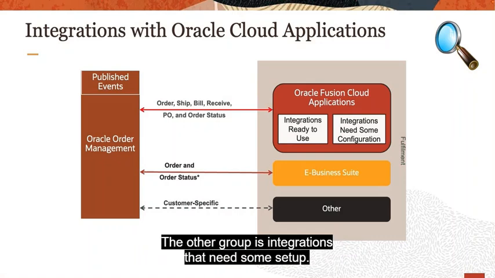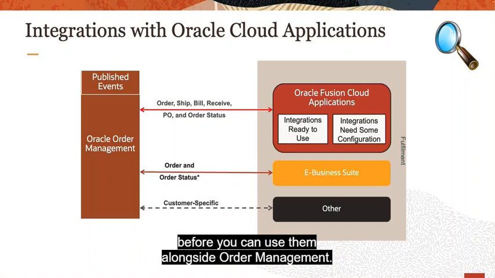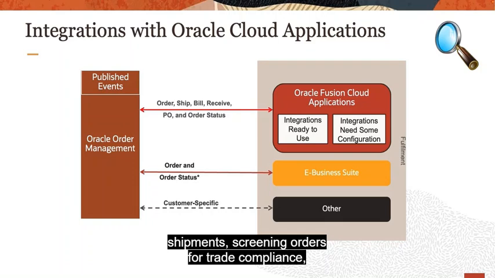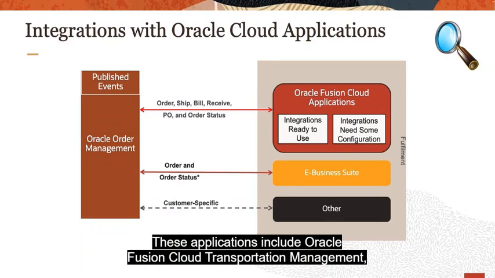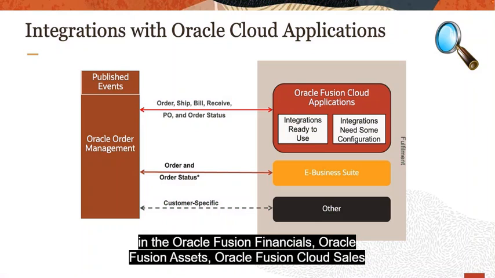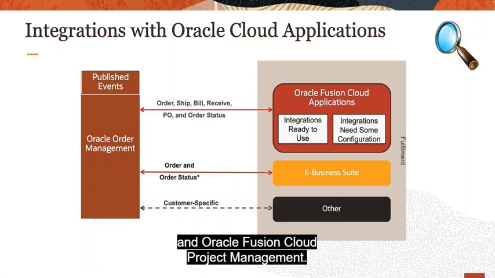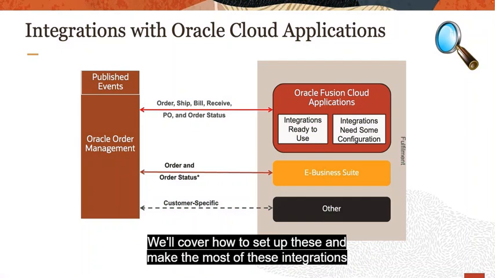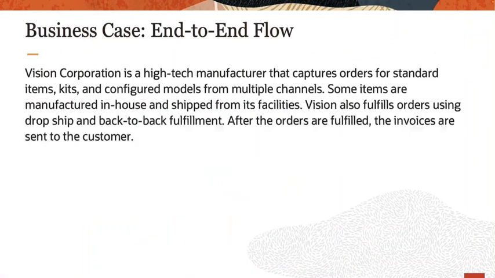The other group is integrations that need some setup. Other applications need a bit of configuration before you can use them alongside order management. These add extra features like planning and monitoring shipments, screening orders for trade compliance, and performing credit checks. For these, you'll need to do a bit more work up front. These applications include Oracle Fusion Cloud Transportation Management, Oracle Fusion Cloud Global Trade Management, credit checking in the Oracle Fusion Assets, Oracle Fusion Cloud Sales, and Oracle Fusion Cloud Project Management. We'll cover how to set up these and make the most of these integrations as we move through the course.